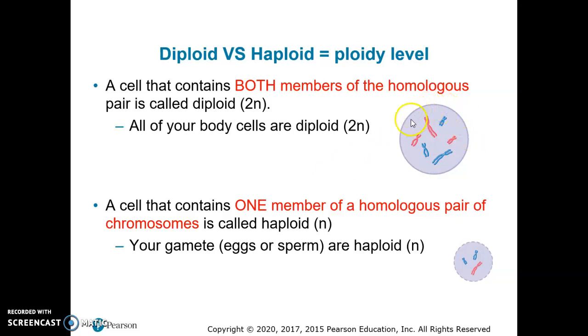So instead of having both members of a homologous pair, your gamete cells, which are your reproductive cells, will have one member of a homologous pair. You'll have one number 1, one number 2, one number 3. Okay, so that's what meiosis is going to do. It's going to allow us to reduce our amount of genetic information.